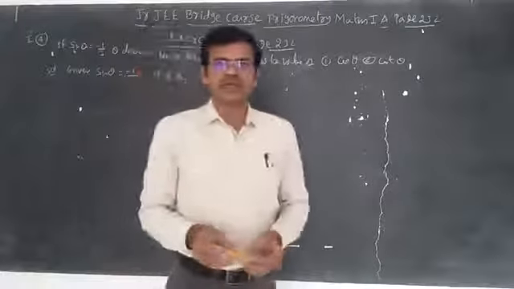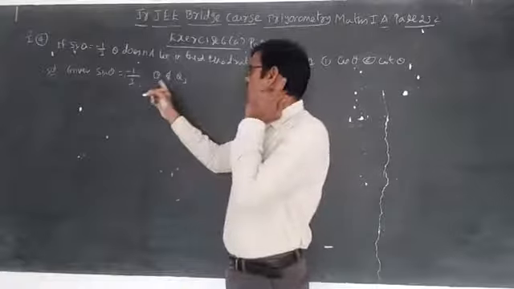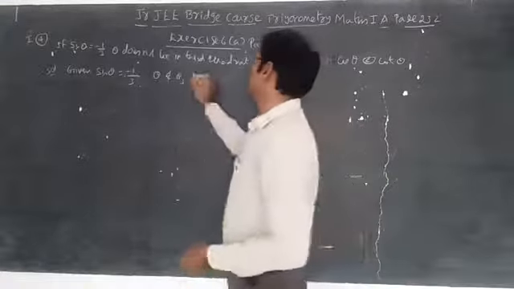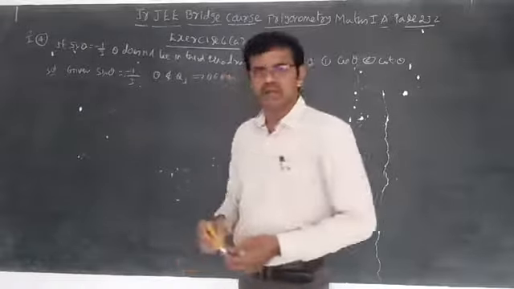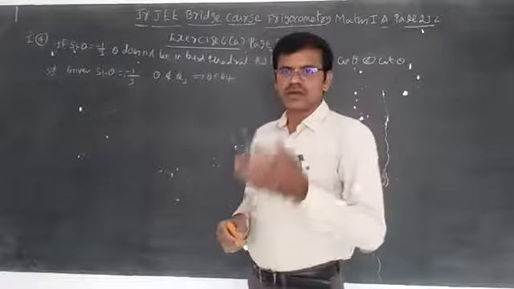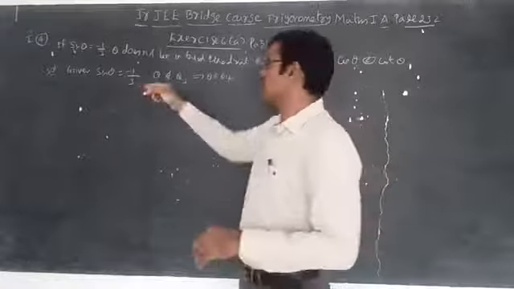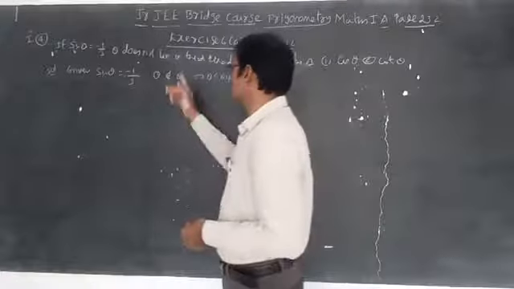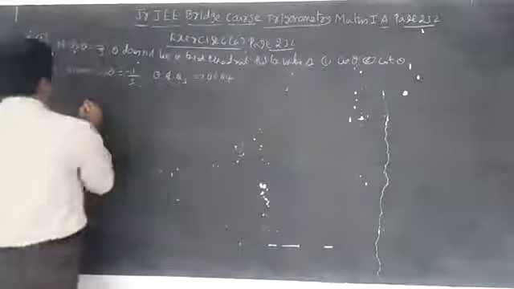According to the All Silver Teacups concept, whenever sin theta is negative, theta is not in the third quadrant, it is absolutely in the fourth quadrant, Q4. Because in the first quadrant everything is positive, in the second quadrant sin is positive. Here they have given sin theta is negative. So you can understand theta is not in Q3, it is in Q4. Sin theta is equal to minus 1 by 3.